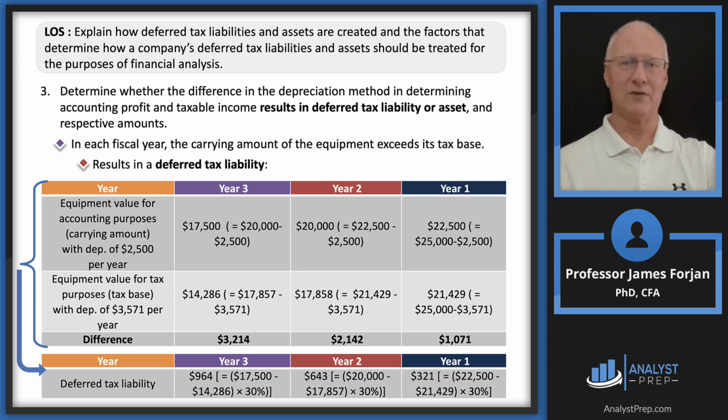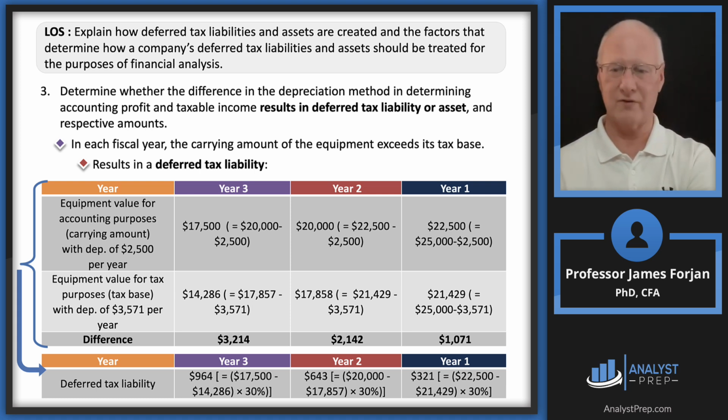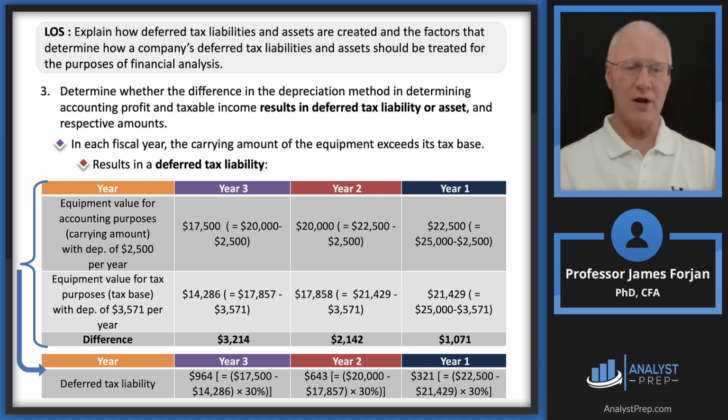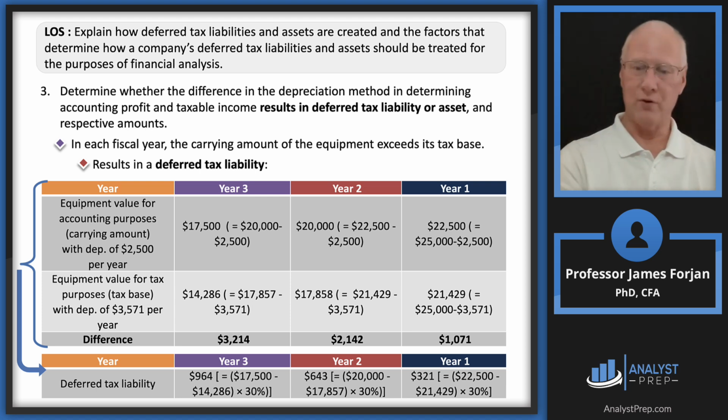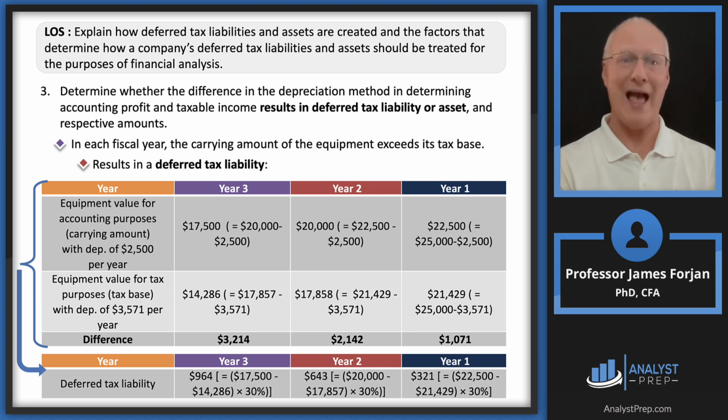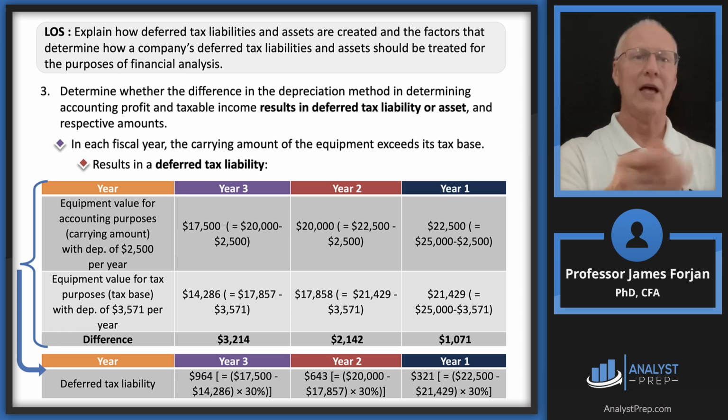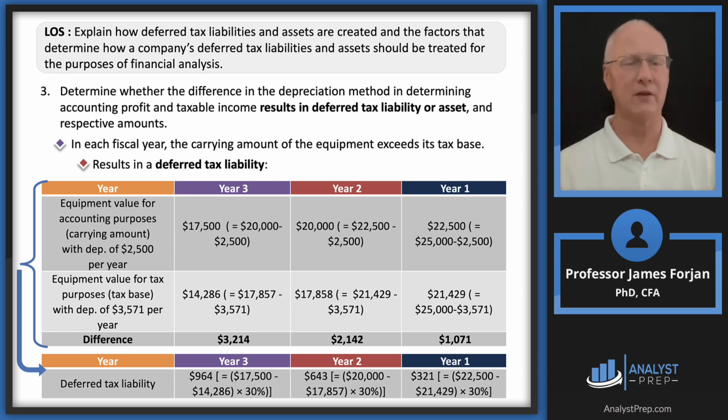Look at that LOS. It says, determine how a company's deferred tax liabilities should be treated. We're determining it here. I would be prepared to go ahead and make those calculations of 321, 643, or 964. At a minimum, if you calculate those numbers, you'll be able to answer questions that say, explain this and determine. I think those are good.